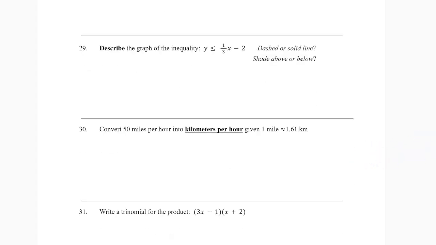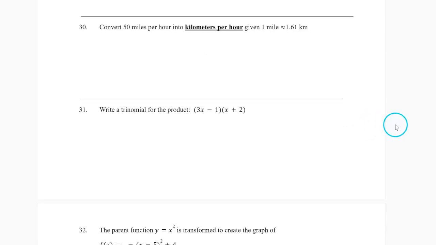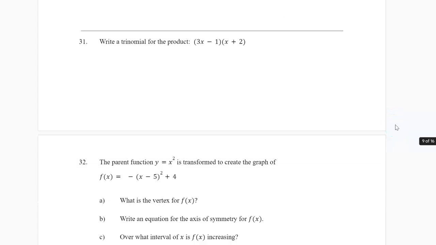For 30, they're converting from miles per hour into kilometers per hour. So dimensional analysis, we just did that. So we'll see if they remember it. For 31, they're multiplying 2 binomials to get a trinomial. Doesn't say to put it in standard form or descending or anything, so you might want to consider giving it to them no matter the order.